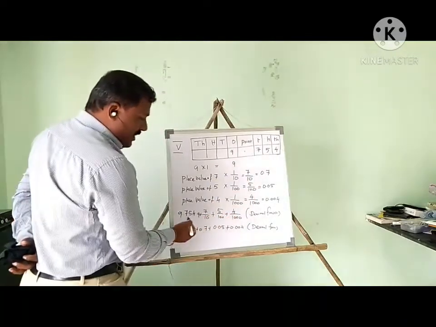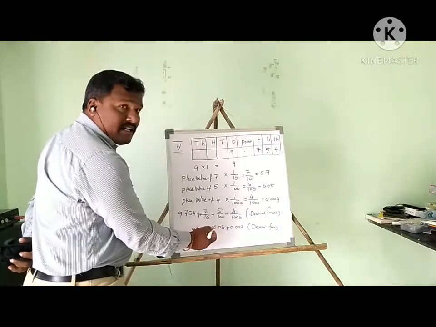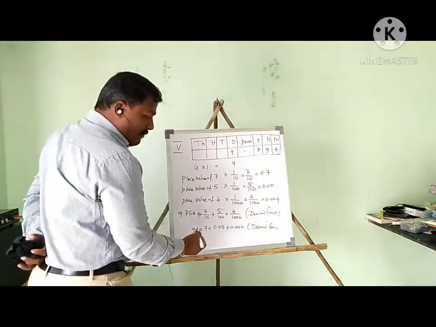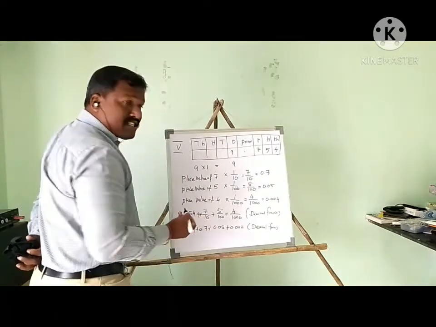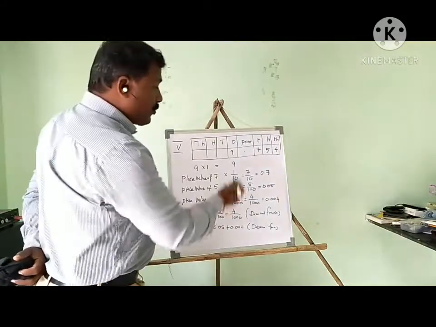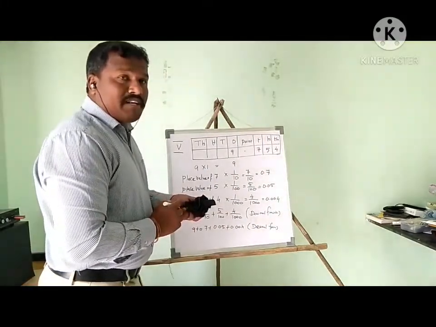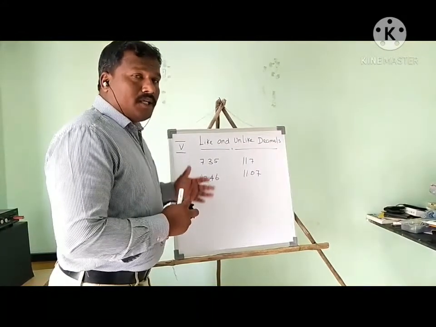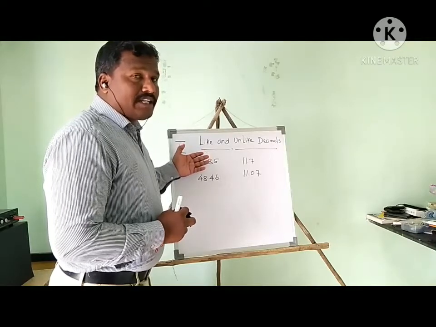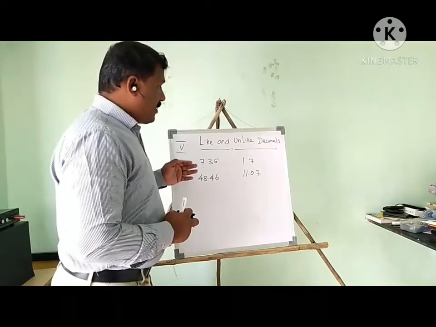So this is the fraction form: 9 plus 7 by 10 plus 5 by 100 plus 4 by 1000. Then the decimal form is 9 plus 0.7 plus 0.05 plus 0.004. You know very well how to expand a decimal number. Now look at this. We are going to talk about like and unlike decimals.